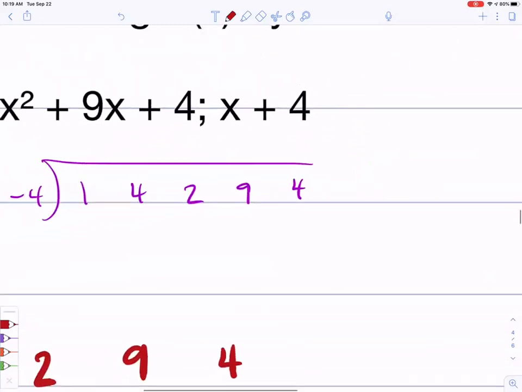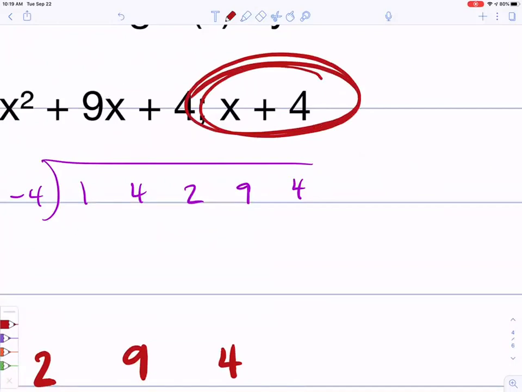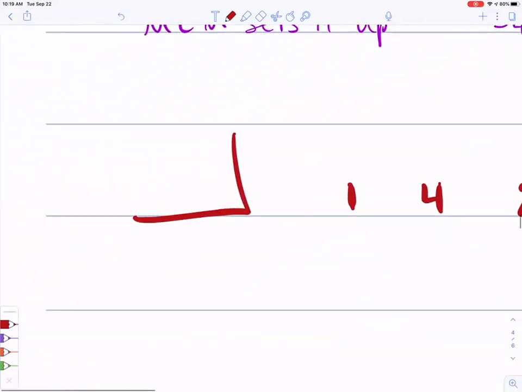Take a look at what I'm dividing by. This is what I'm dividing by. It doesn't say x equals, it says x plus. But if you did a little tiny mini solving problem and you got an x equals, what would you get? X equals -4. That's what's going in the box. Always put x equals in the box.